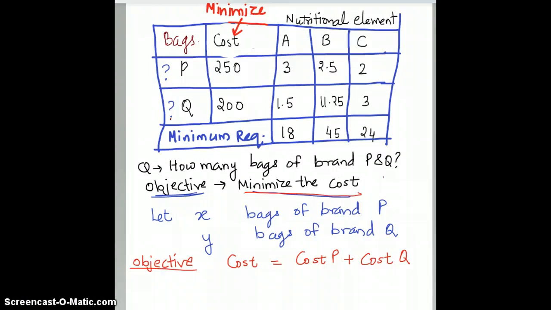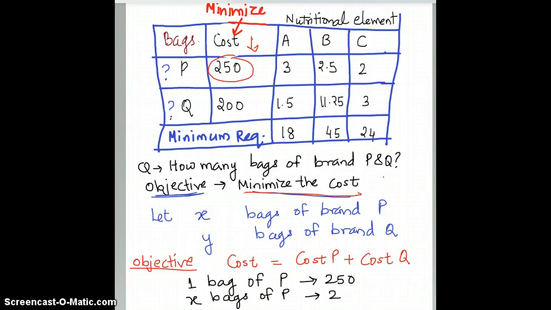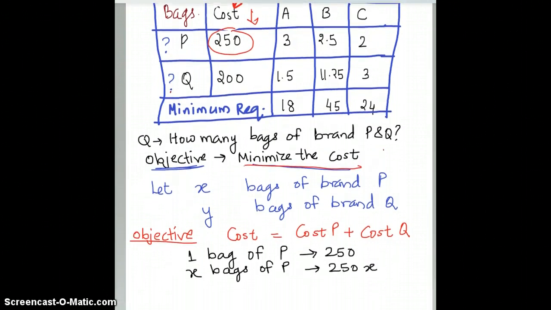Now what is given in the cost column? It is mentioned that one bag of brand P costs 250. How many bags are we going to purchase? X. So X bags of P will cost 250 times X.